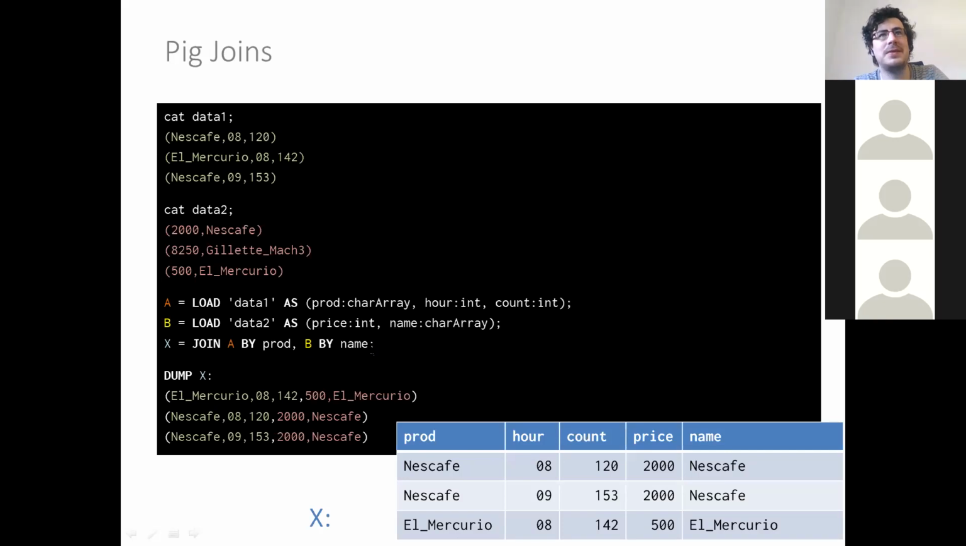Why is that? Because we have streaming relations. And essentially, once you've read the file, you can't read it again. Somehow Pig won't let you read it again to do the join. So you need to create a copy of A. So it would be join A by product, A copy by product if you wanted to do a self join.